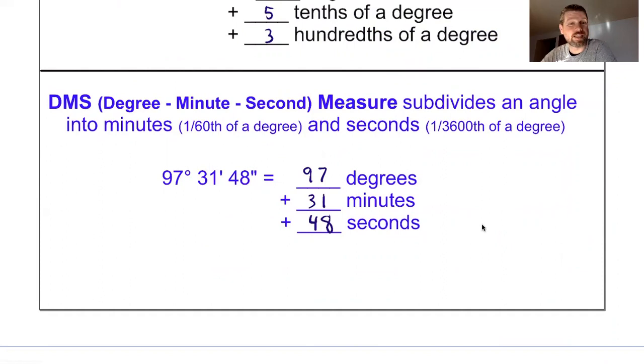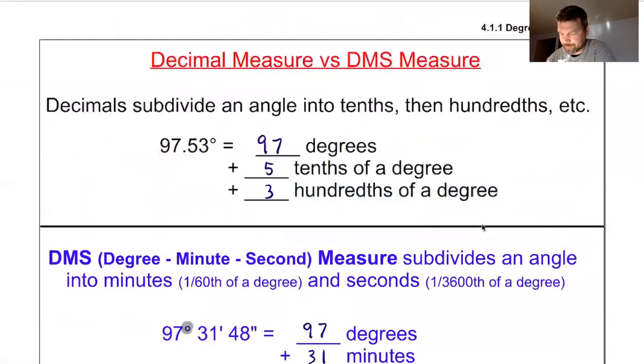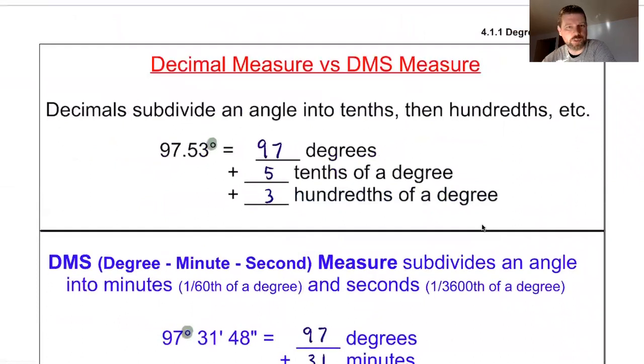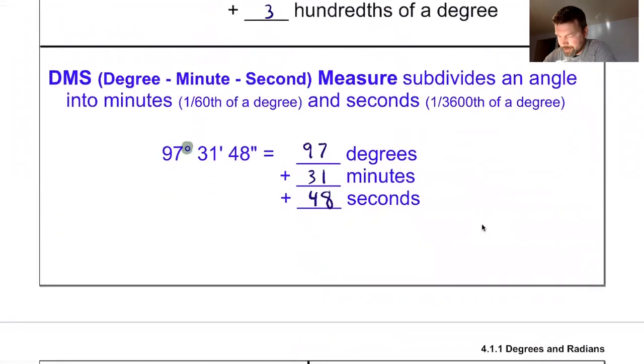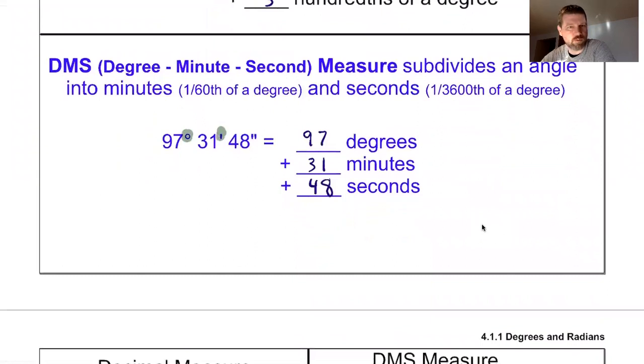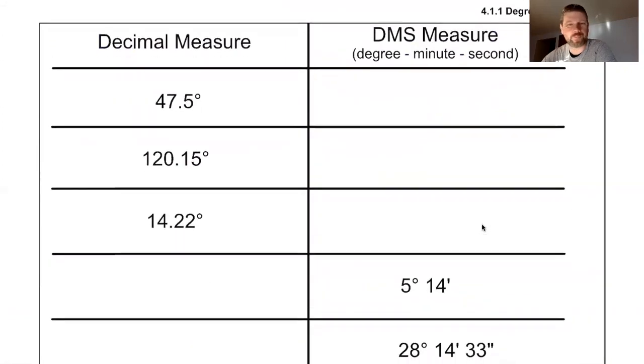All right, last thing I should talk about before we actually start translating between decimal measure and DMS measure is the symbols. That symbol means degrees. We've already known that before, right? So like there's 97.53 degrees. This symbol with one little apostrophe means minutes. That means seconds. So this is 97 degrees, 31 minutes, 48 seconds. All right, let's start trying to translate between the two.